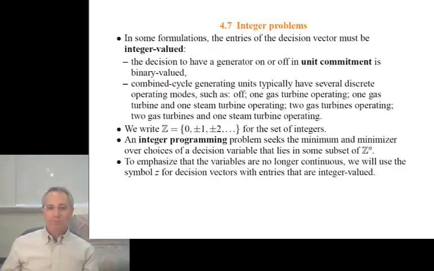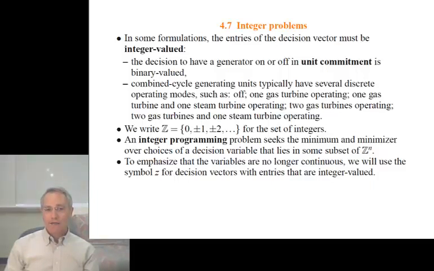Now I want to turn to integer problems. In some formulations, we're going to see that the entries of the decision vector must be integer valued. A good example of this is that the decision to have a generator on or off in unit commitment is binary valued. Combined cycle gas turbines, combined cycle generating units, typically have multiple operating modes. Off, one gas turbine operating, one gas turbine and one steam turbine operating, two gas turbines operating, two gas turbines, one steam turbine, for example. So we need to represent, in that case, the commitment decision as an integer.